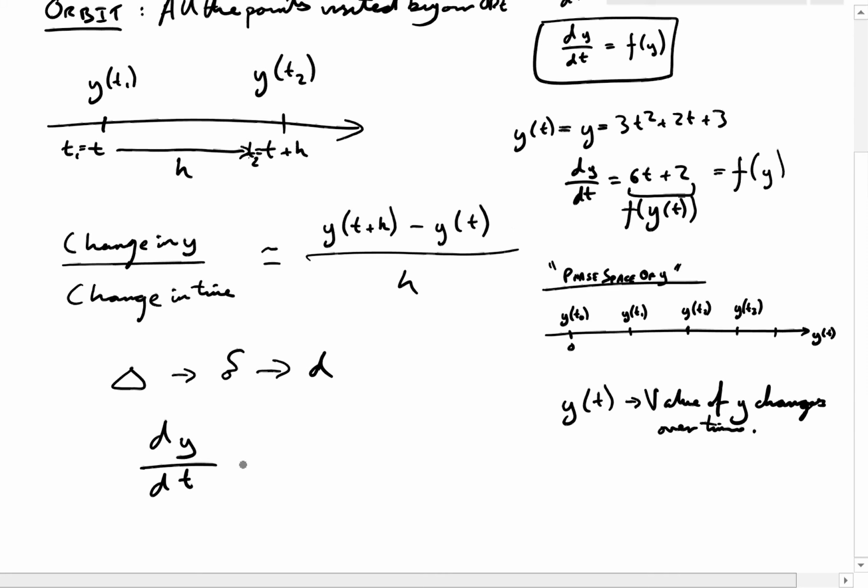So we've got dy by dt, and that's going to be approximately equal to y of t plus h. I'm just writing the same thing as what I've got up here. Minus y of t over h.